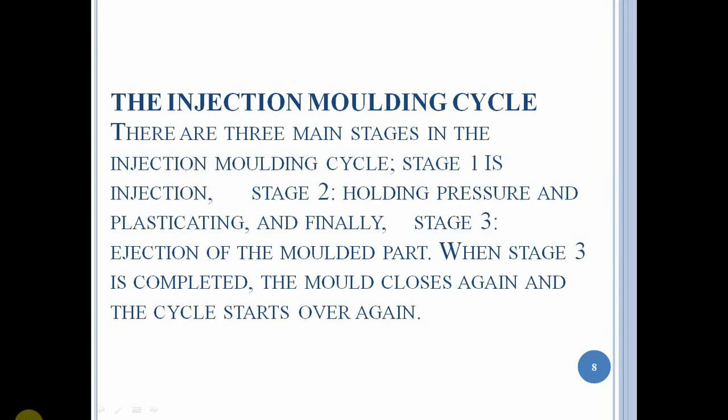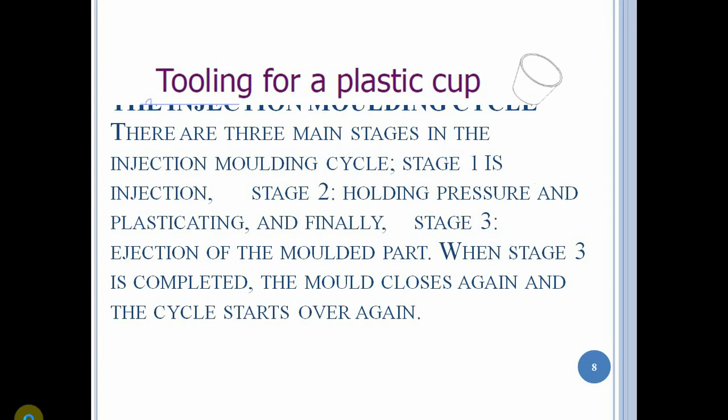Now the injection molding cycle. There are three main stages in the injection molding cycle. Stage 1 is injection, stage 2 is holding pressure and plasticating, and finally stage 3 is ejection of the molded part. When stage 3 is completed, the mold closes again and the cycle starts over again.